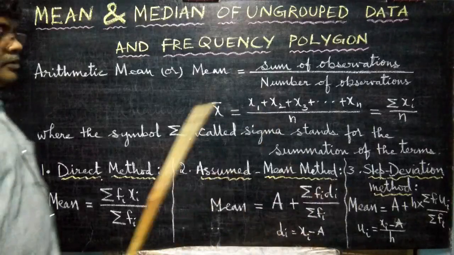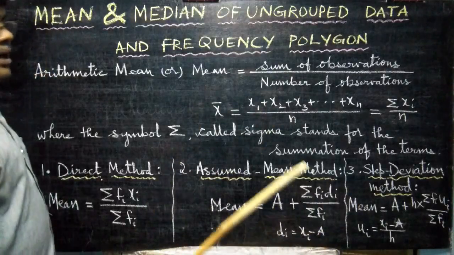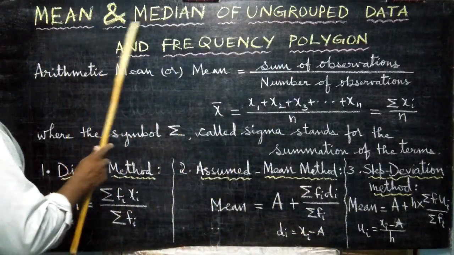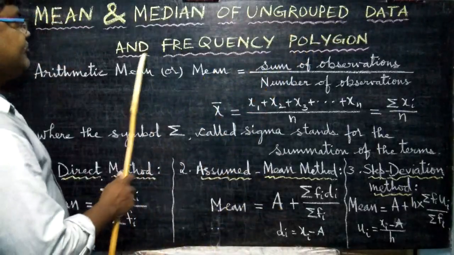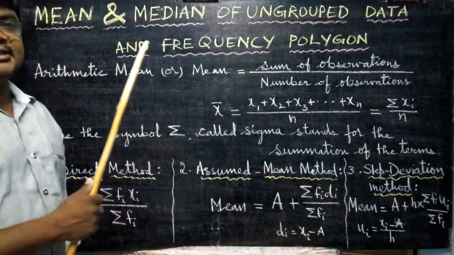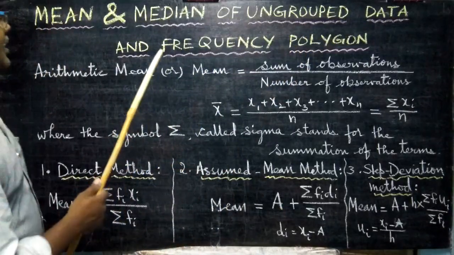Hi students, today we are going to start a new chapter. The name of the chapter is Mean and Median of Ungrouped Data and Frequency Polygon. This is the chapter name we are going to start.